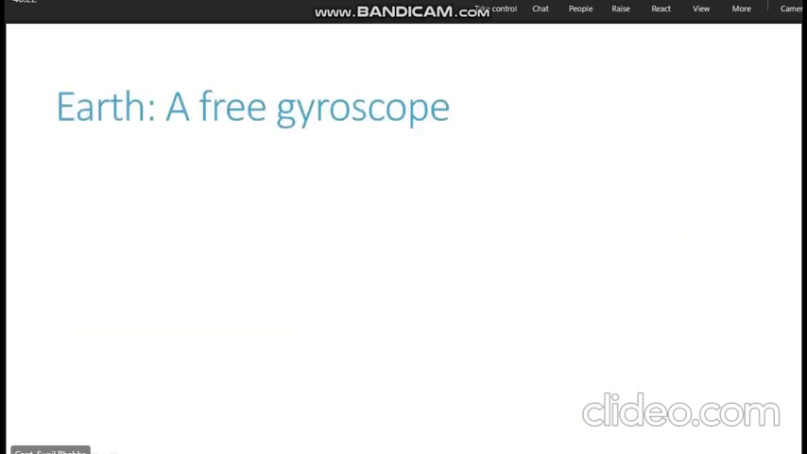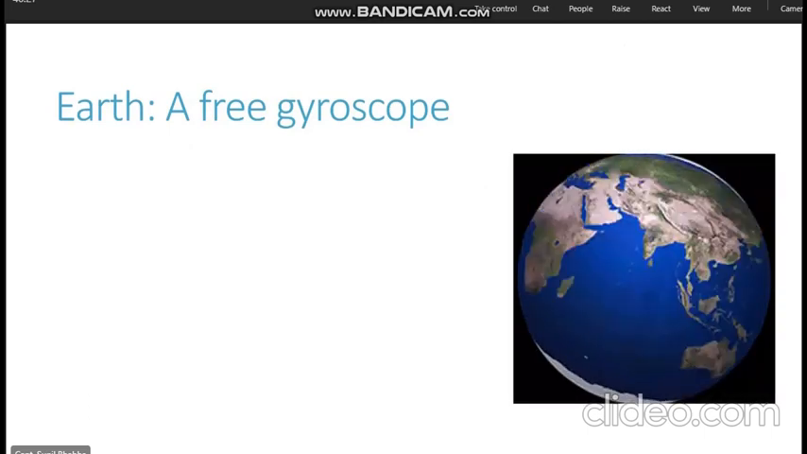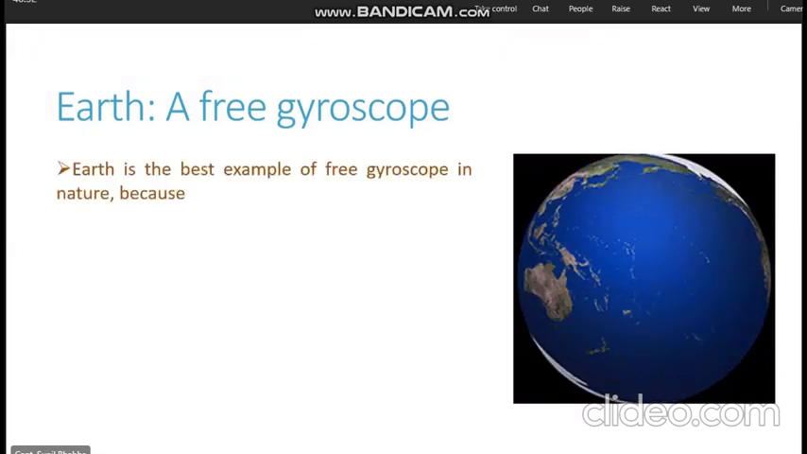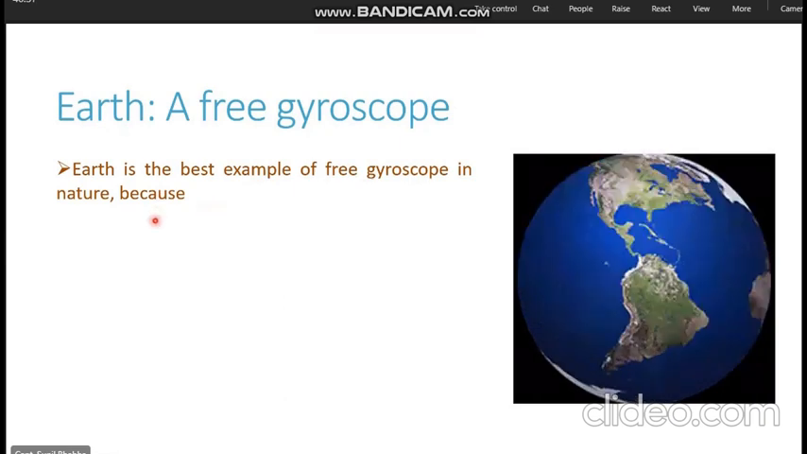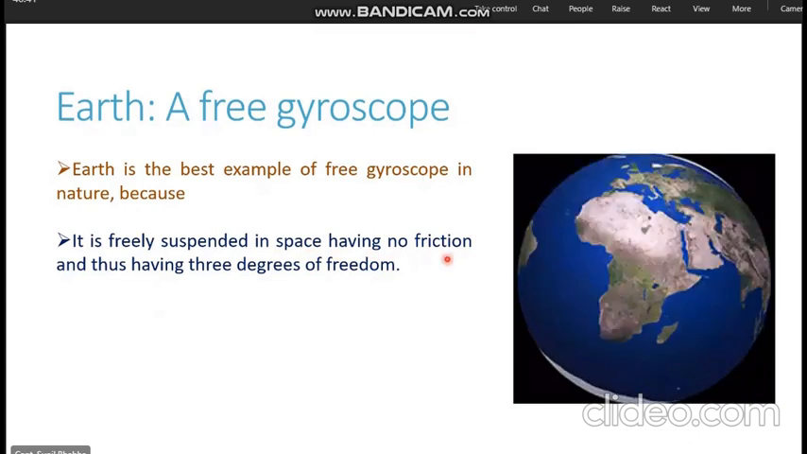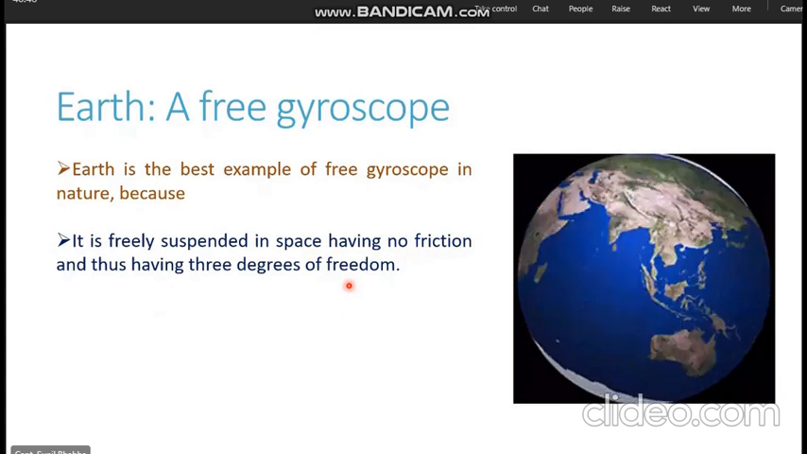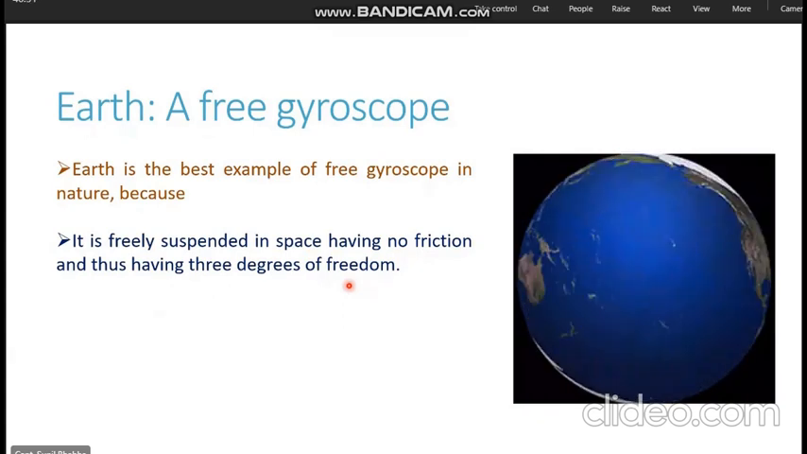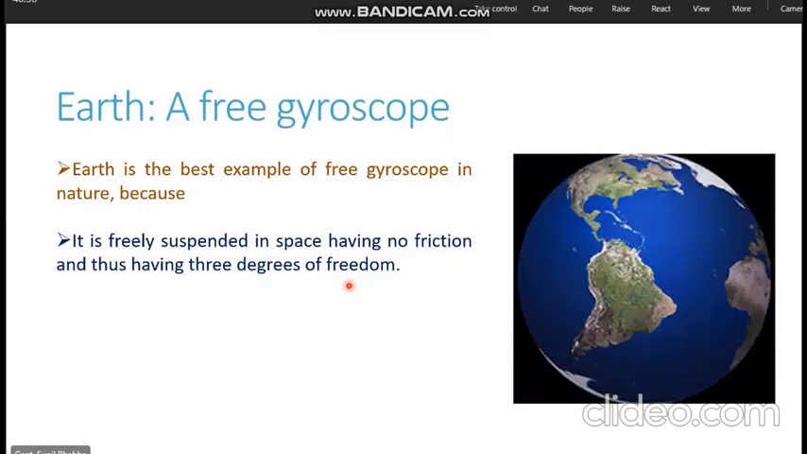Now, having understood a free gyroscope, we can appreciate the fact that the best example of a free gyroscope in nature is the Earth itself. Earth is the best example of a free gyroscope in nature because it is freely suspended in space having no friction, thus having all the 3 degrees of freedom. There is nothing which is restricting the Earth from changing the direction of its axis. So it has all the 3 degrees of freedom and can move as it likes.